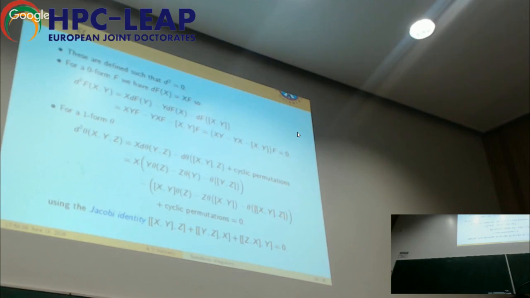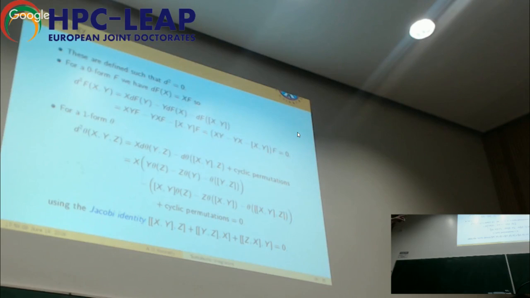So that gives me the first line there just for x d theta of y and z. The second line gives me the term for the commutator. So it fills out the cyclic permutation.